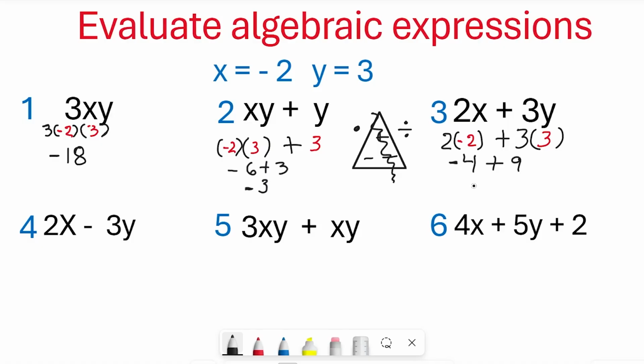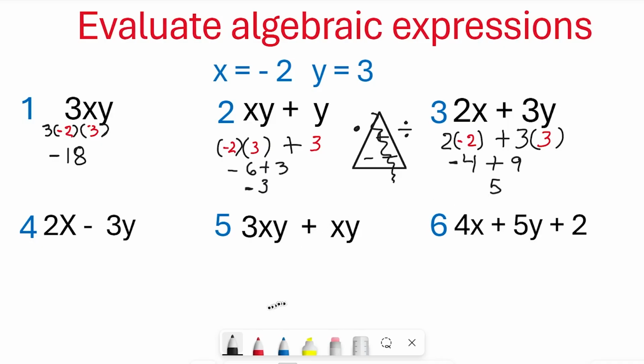Now, the answer. What we're going to do is now look at the signs. Can you see that they have different signs? So subtract, that's how you get 5. Keep the sign of the biggest number. Can you see that the biggest number is positive? So that's how we know the answer should be positive. And that's how we get the answer for number 3.